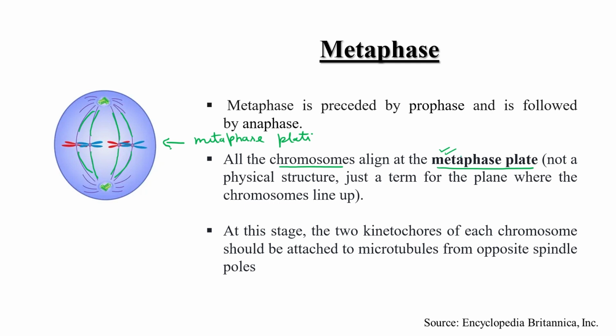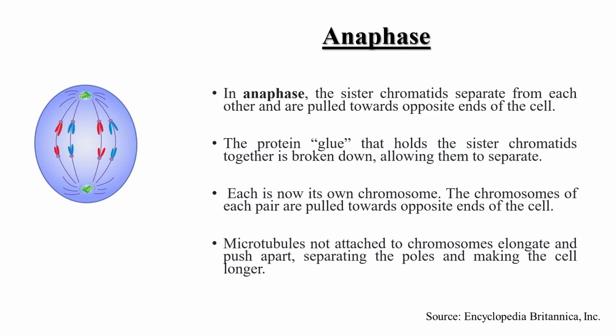Clear? Now, the next phase is anaphase. In anaphase, the sister chromatids separate from each other. You can see over here, these attach to the microtubules. So the sister chromatid, this one and this one, sister chromatid, right? In anaphase, the sister chromatids separate from each other and are pulled towards the opposite ends of the cell, as you can see in this particular picture.